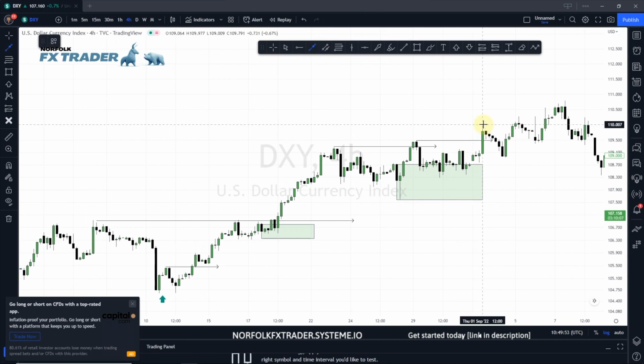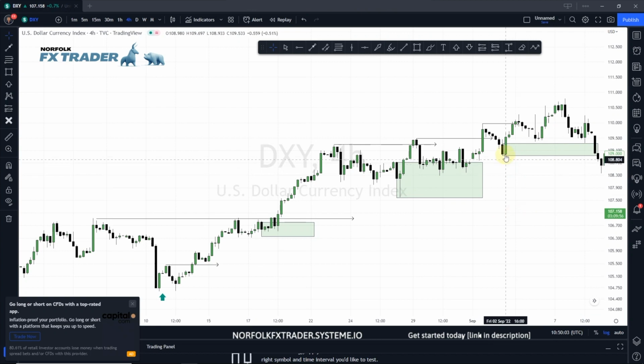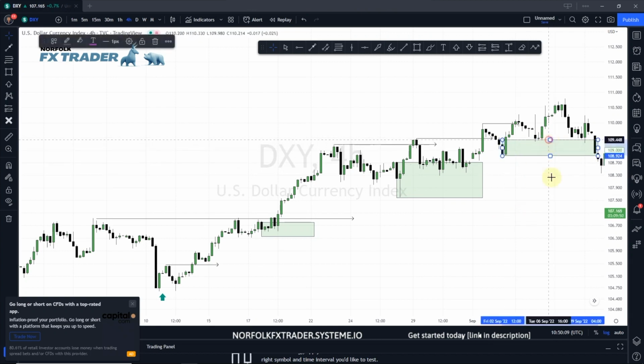So again, we continue on. We have another break of structure. We have another area of demand we can draw. Okay, we do actually break through that area. Whether we draw it from the open price of this candlestick or we draw it from the high, that's totally up to you.